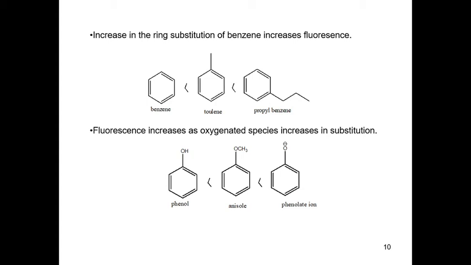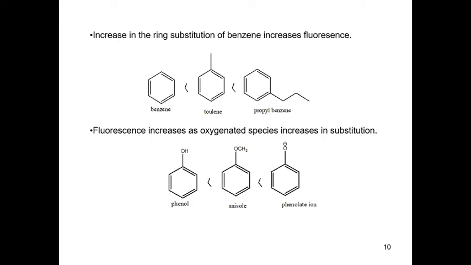Now fluorescence increases as the oxygenated species increase in substitution. Now we can say that if there is a presence of phenol, anisole, or phenolate system, the relative intensity of the fluorescence increases if there are more oxygenated species present in the substitution. They always give more fluorescence. Now this is because phenol is less than anisole, which is less than phenolate ion.